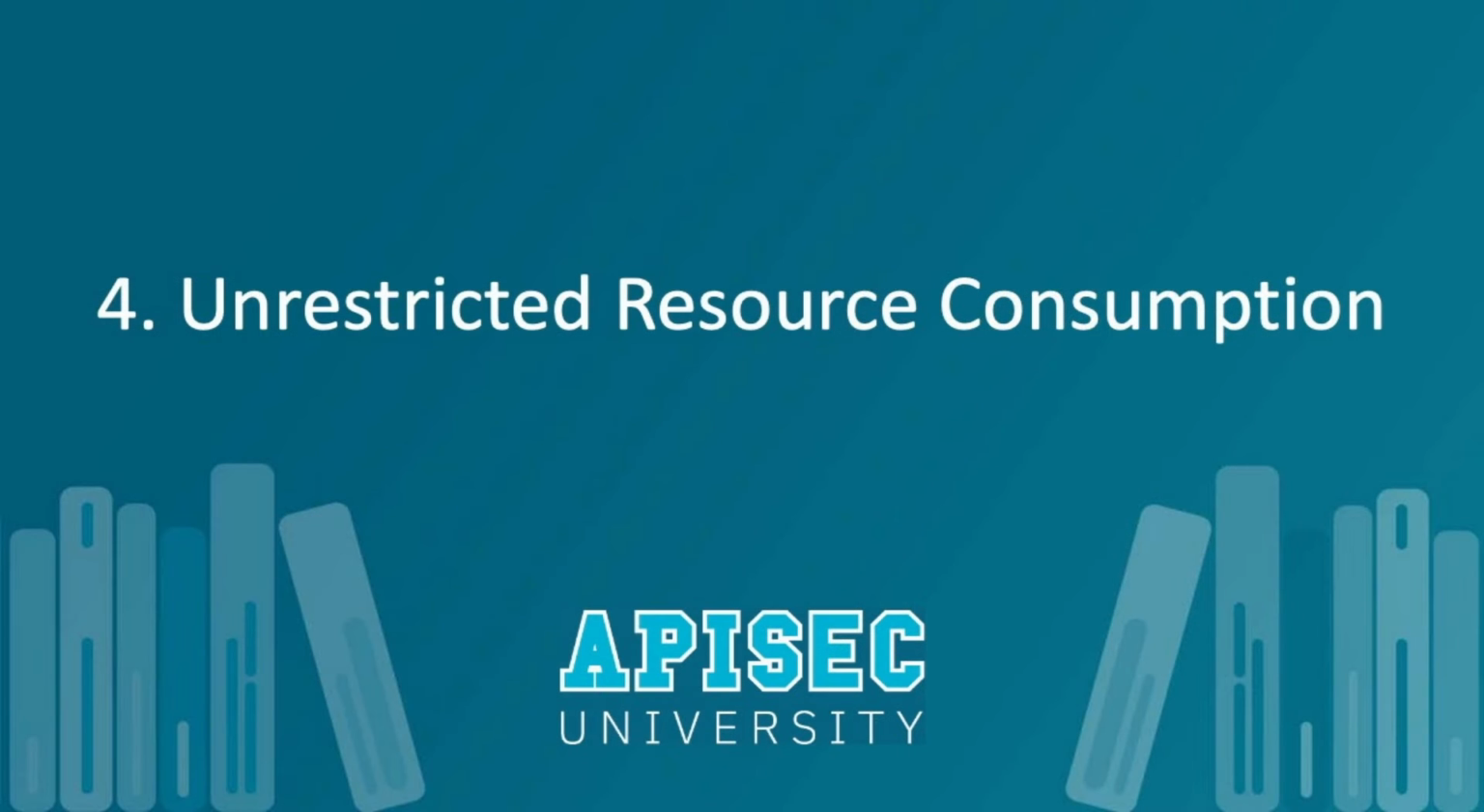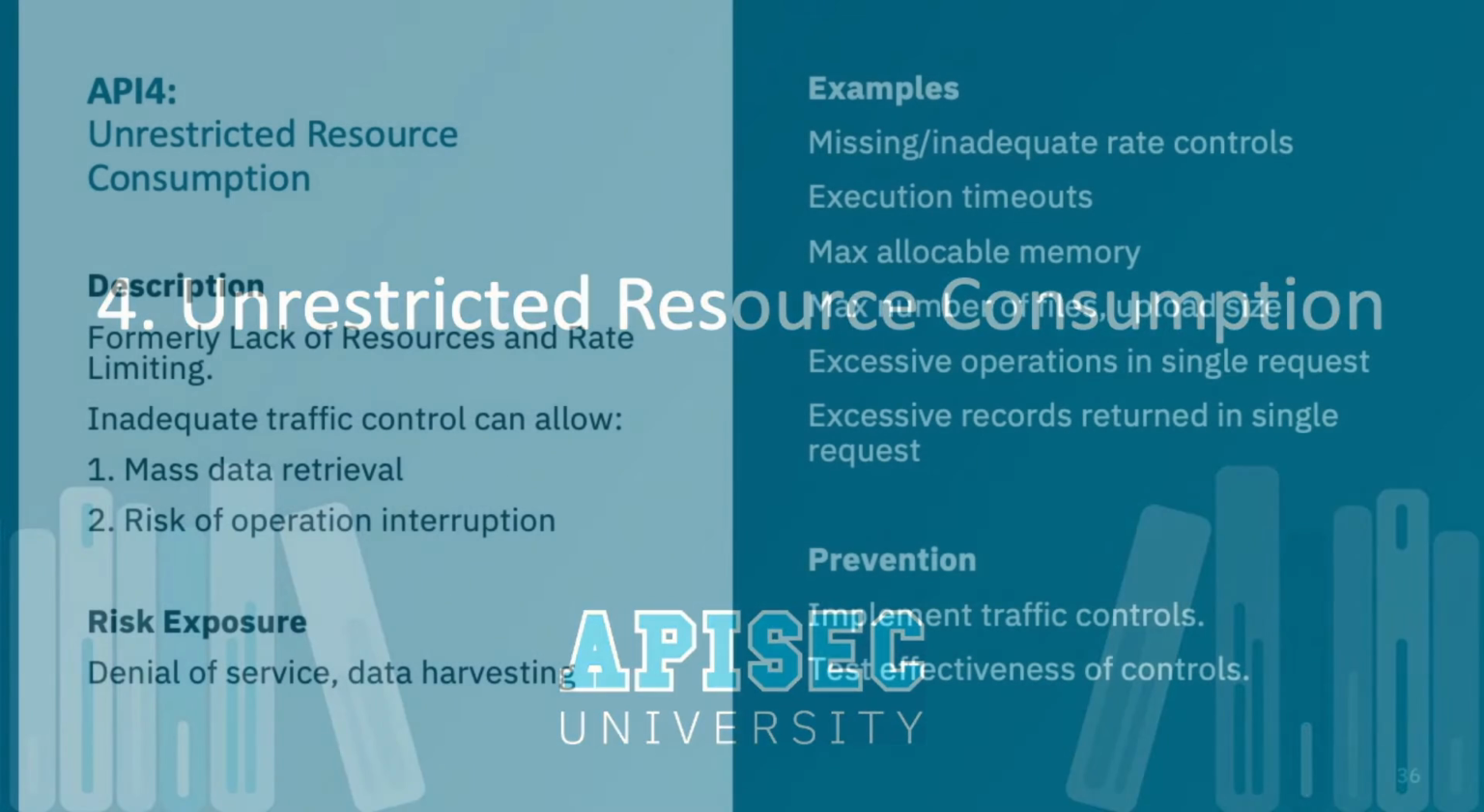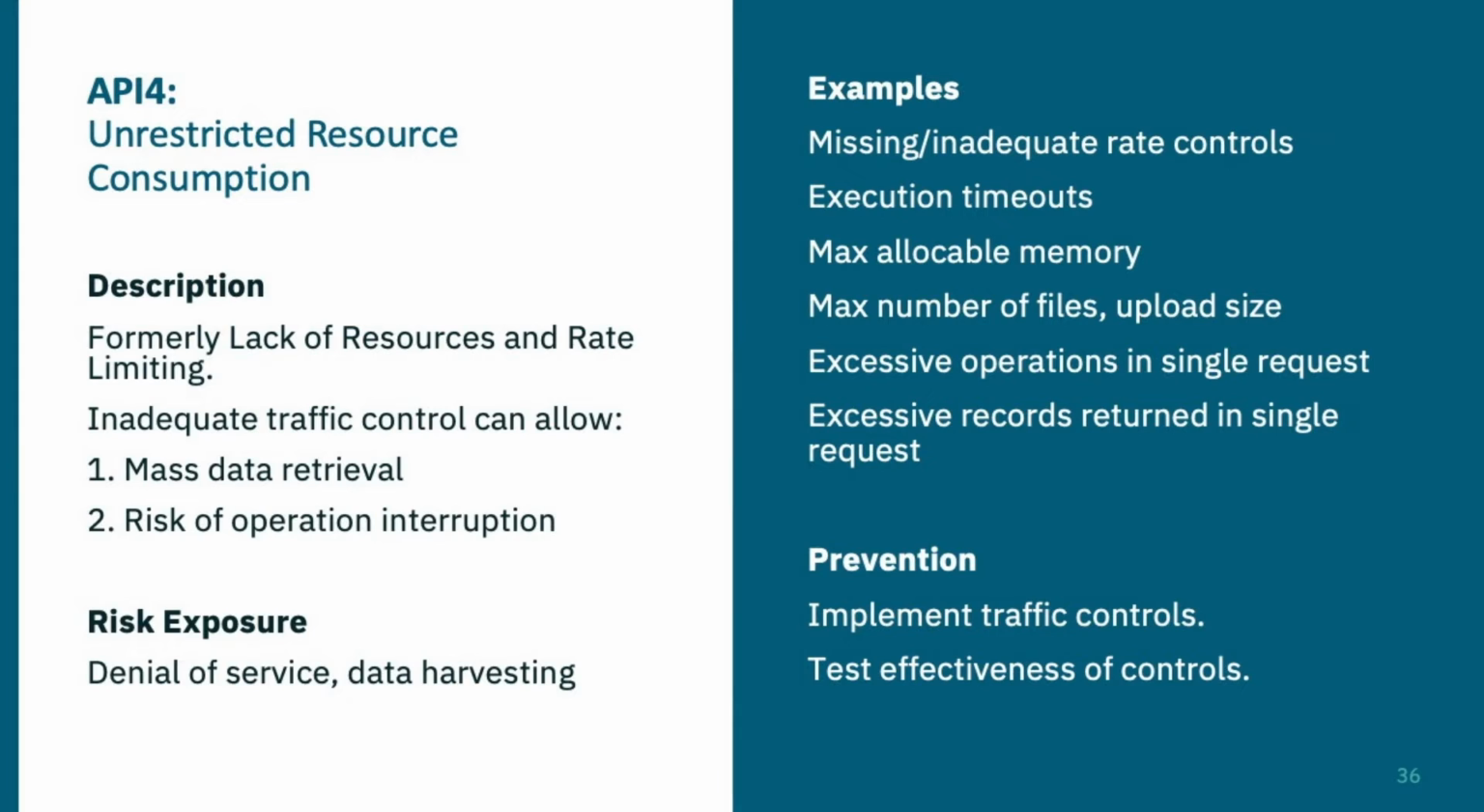Moving on to OWASP number 4, this is unrestricted resource consumption. This used to be called lack of resources and rate limiting, but really has to do with these sort of high volume type of attacks, right? The mass data harvesting and so forth. It can result not only in huge amounts of data loss, but even things like denial of service and operational impact as well. So examples here, missing or inadequate rate control.